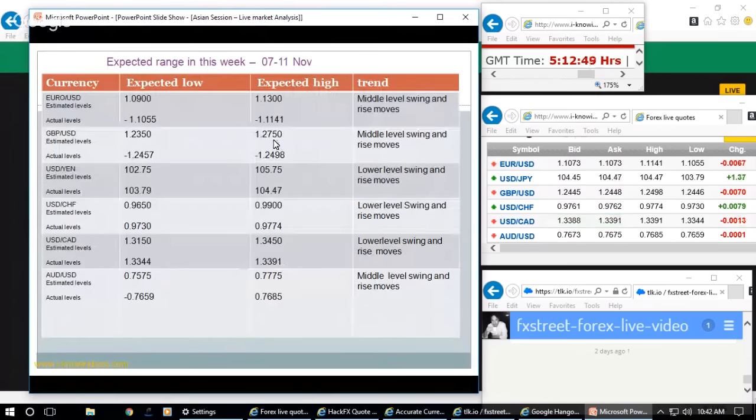So they could go to 1.2750 later on. Then in the case of yen, they could come down to 102.75 and 105.75 could be the high.